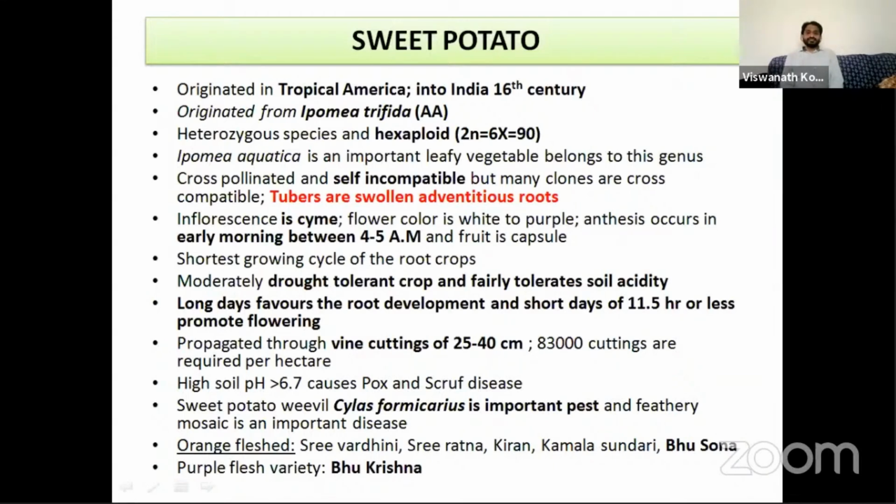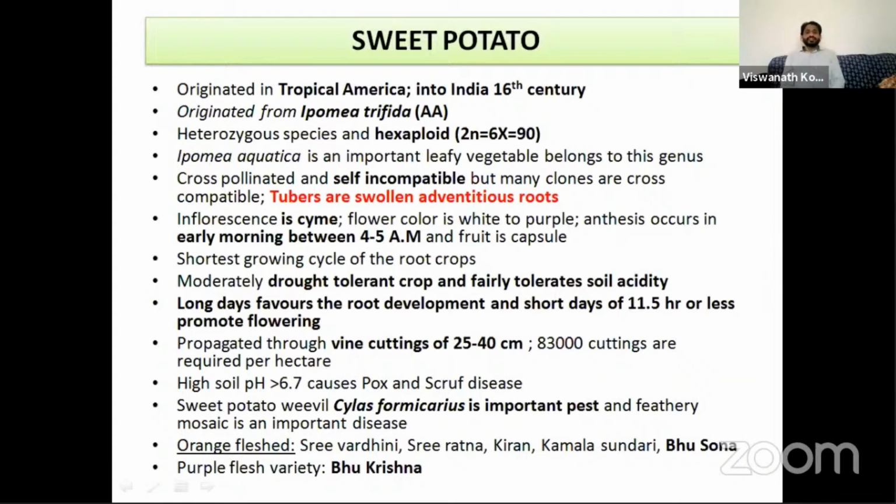And sweet potato is a hexaploid, 2n = 6x = 90. This is the most commonly repeated question: hexaploid crop sweet potato and the chromosome number 2n = 90. So here, whether it is autohexaploid or allohexaploid, there is a lot of debate going on, but till now there is no clarity. In case of potato, the cultivated Solanum tuberosum is autotetraploid. The cultivated Solanum stoloniferum is allotetraploid. But in sweet potato there is still confusion whether it is autohexaploid or allohexaploid.